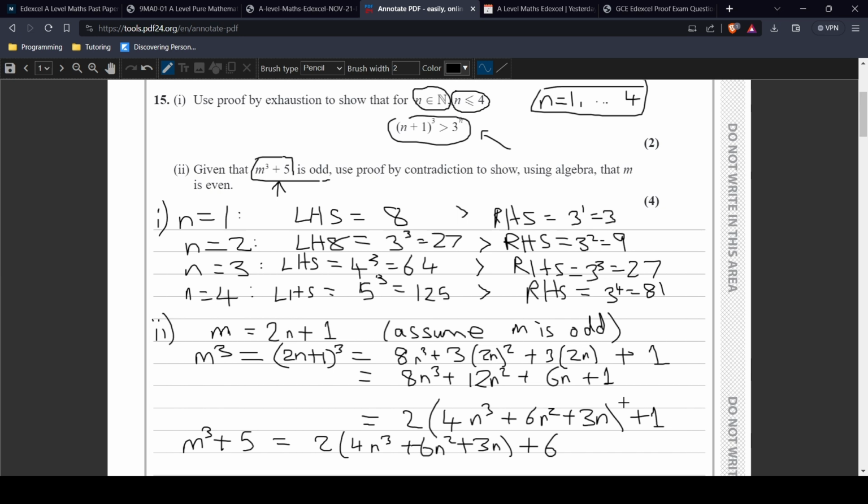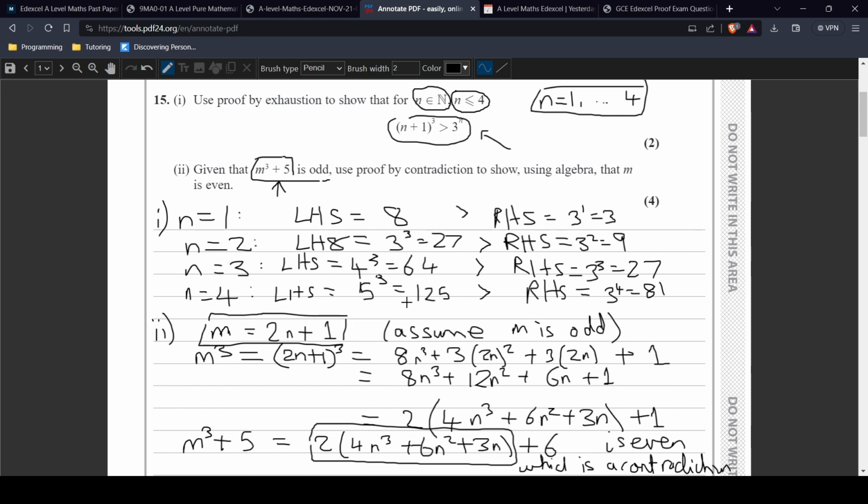Now we were given that m cubed plus 5 is odd, but this is clearly an even number, okay? Because it's the sum of 6, which is an even number, and 2 times another number. So this number is even, and 6 is even, so therefore this is even, which is a contradiction. And therefore our assumption that m is odd has to be false, so therefore m has to be even.